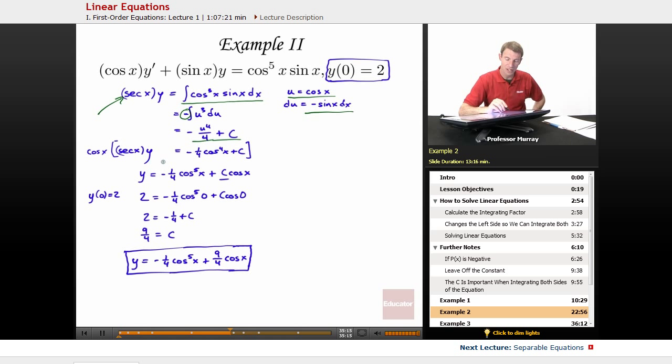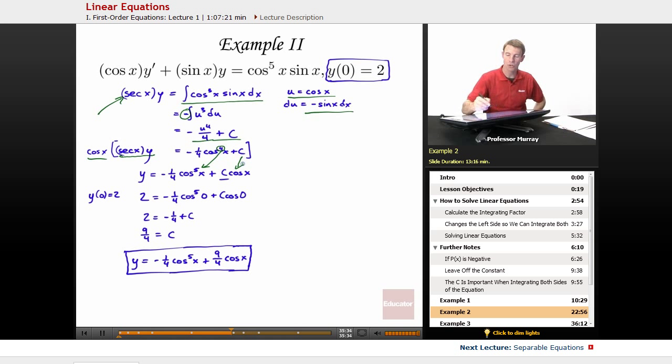And on the left-hand side, I have this secant x times y. To solve for y, I'm going to divide by secant x. That's the same as multiplying by cosine x. So I multiply both sides by cosine x. So that's why this fourth became a fifth here, and the c got multiplied by cosine x.